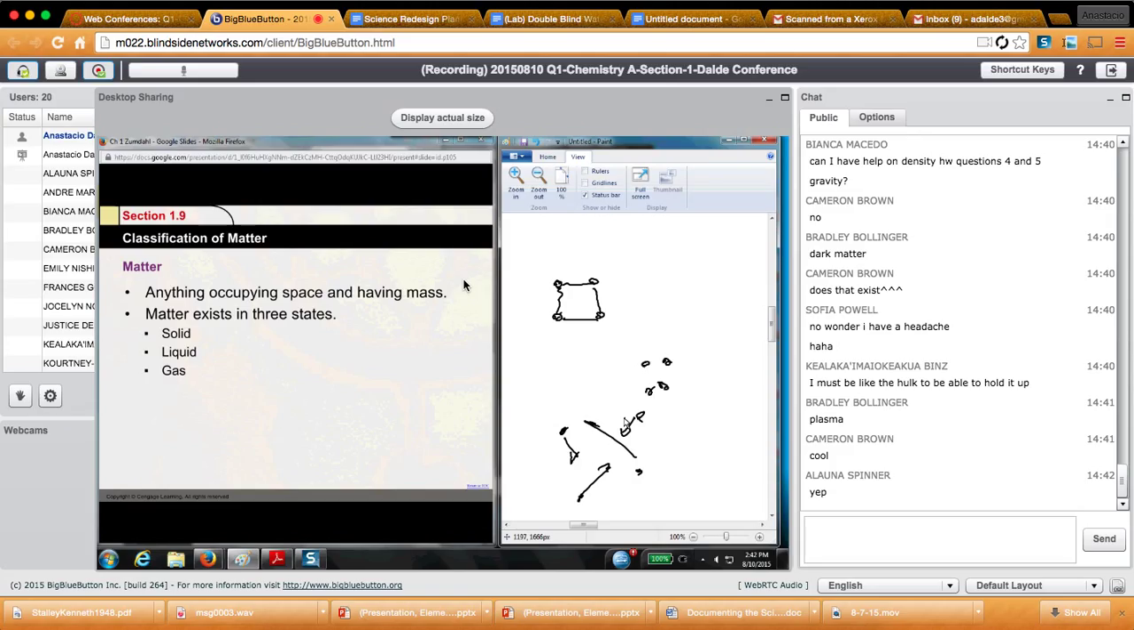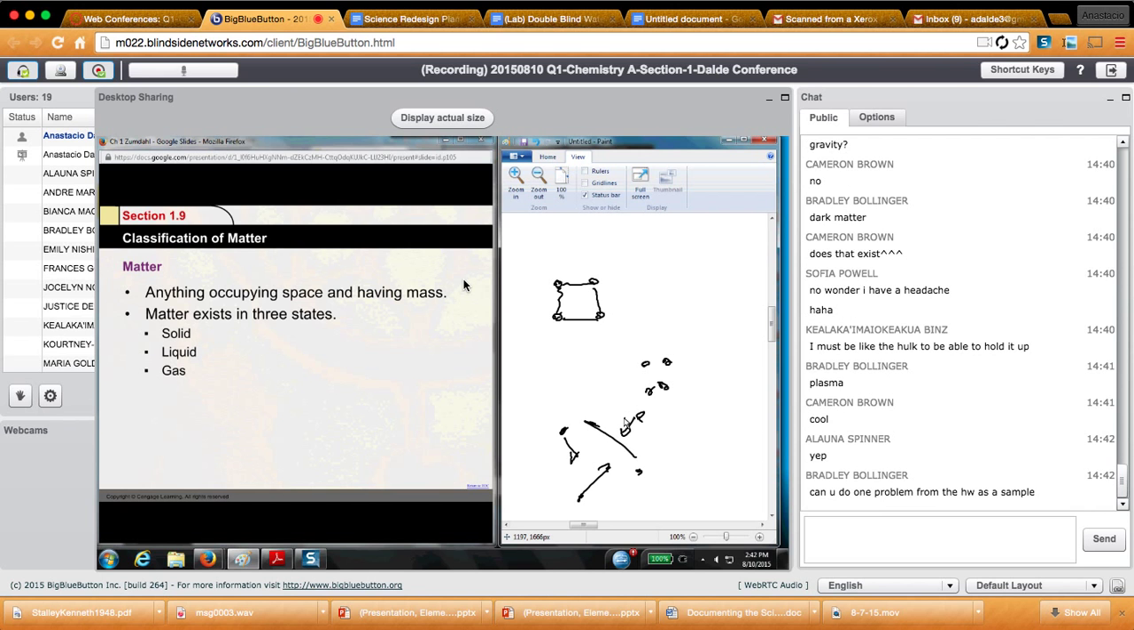If it's a solid, rigid connection, then you have a solid. If it's still connected but not very heavily connected, then you'll have a liquid. And if they're just bouncing off of each other, then you have a gas.